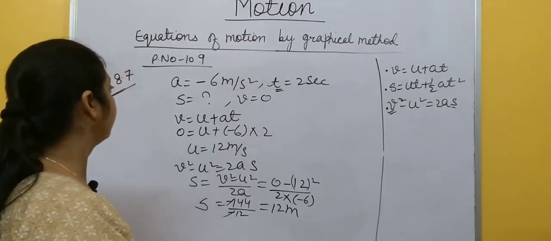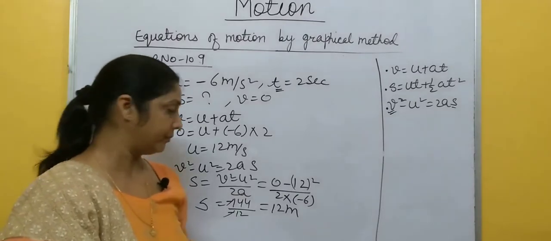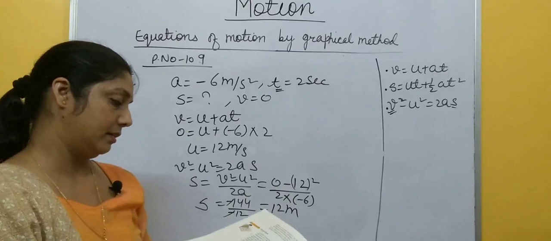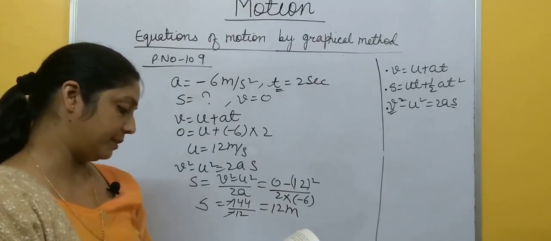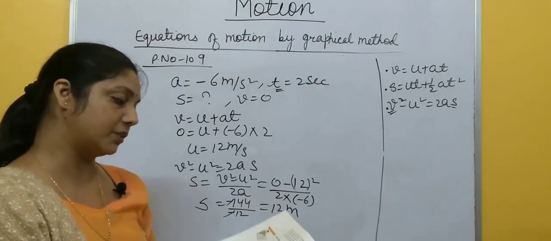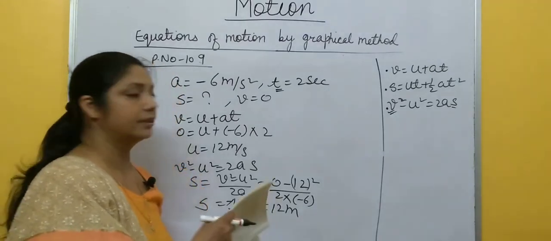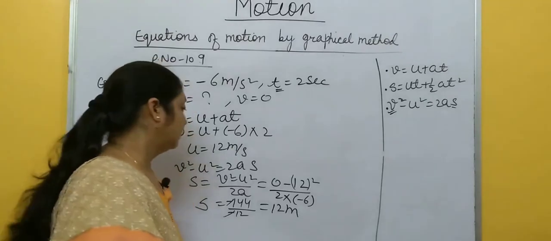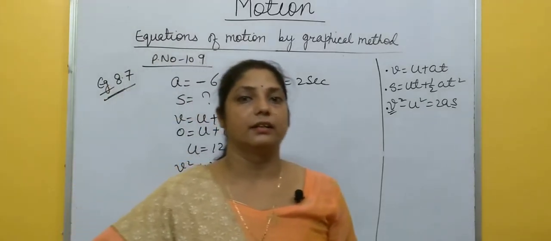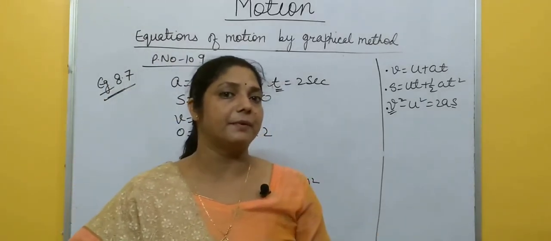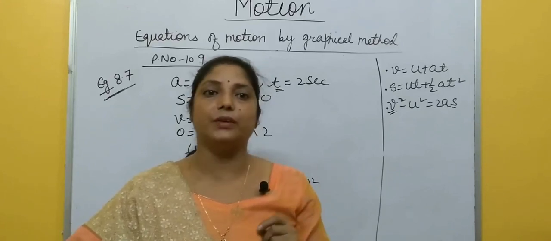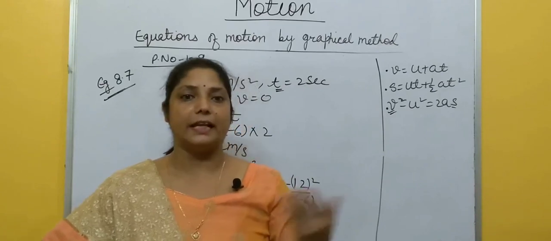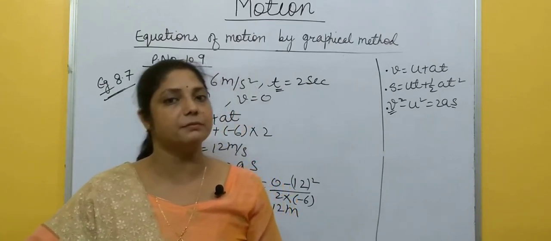So these are 3 examples. Now, there are many questions given in the exercise of this chapter, motion. I will solve all these questions after completing this chapter. So with this, I am going to end the class. There is one more class for this chapter, the last part. In that one, I will discuss uniform circular motion, and then we will solve some numericals based on that one.